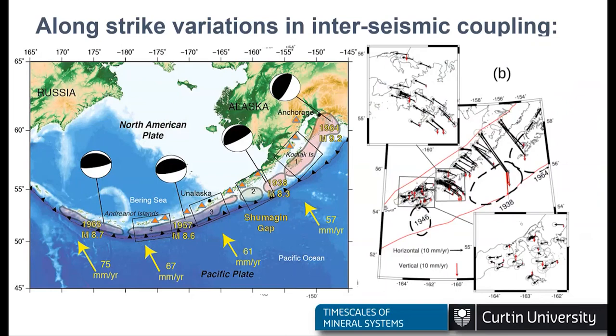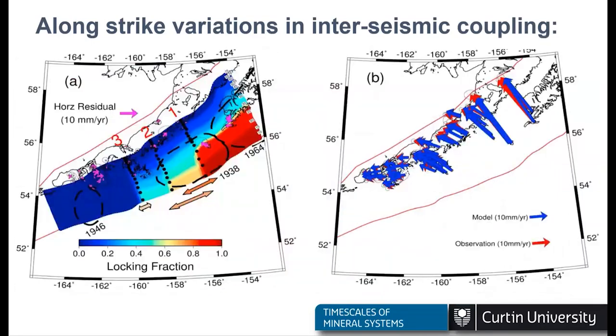So again, it's telling you there's some heterogeneity in how the subduction zone locks along strike. And it's not just one patch that gets fully locked or fully opened. There's some heterogeneity, and that's essentially what they're mapping here.